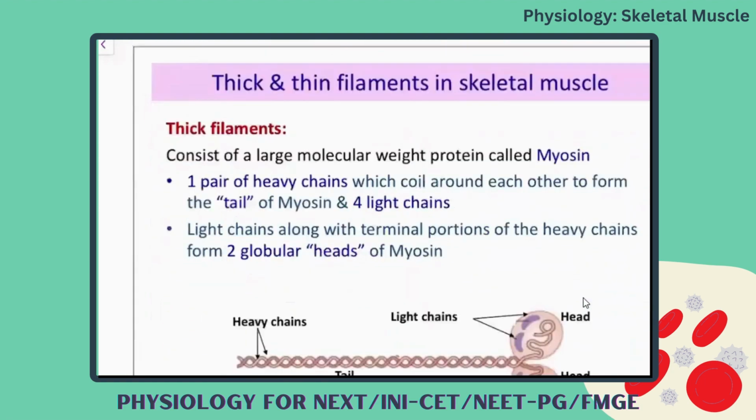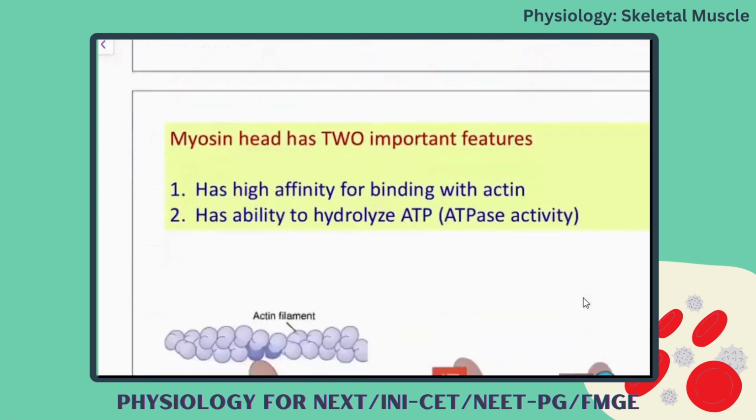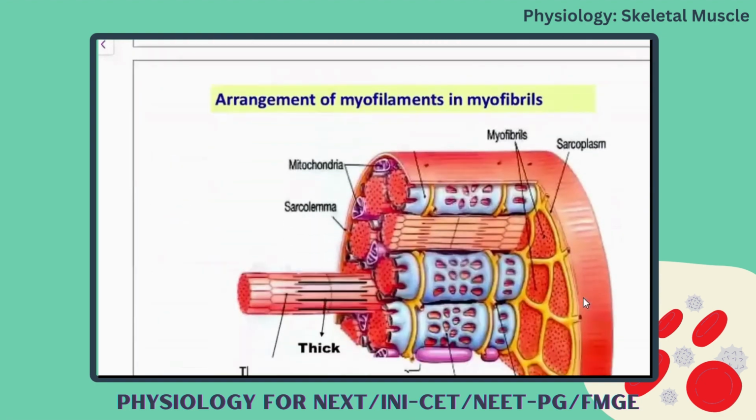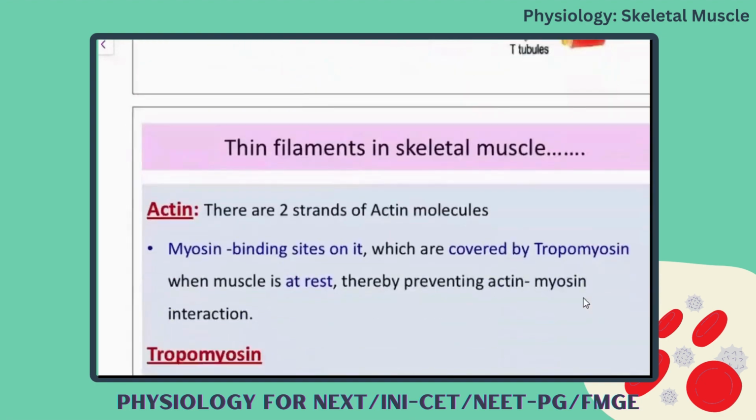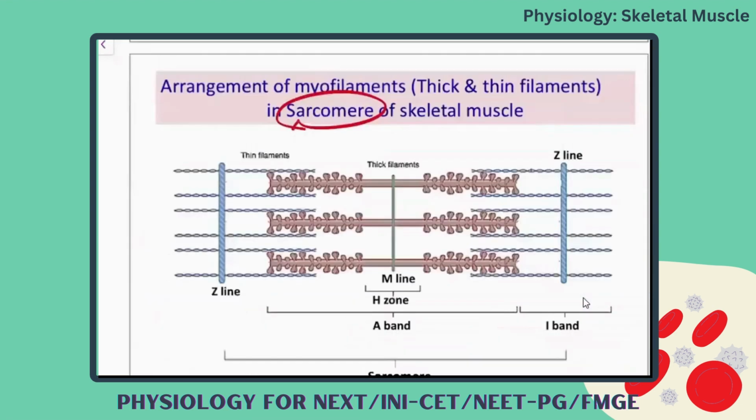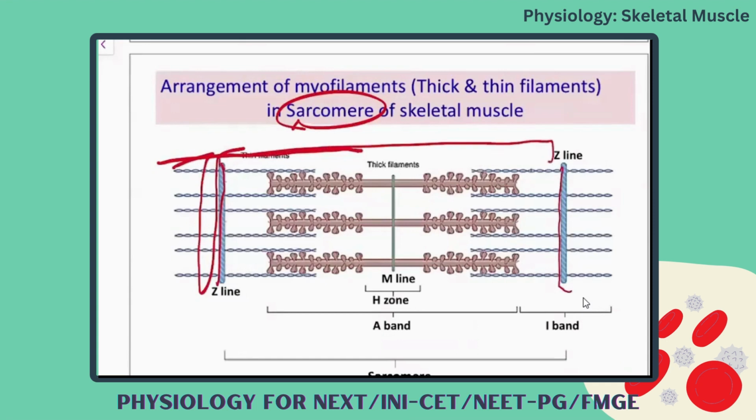And this is about the sarcotubular system. Now coming to the sarcomere. All these T tubules and L tubules you will see over here. Now this is one striation, this is another striation in the skeletal muscle. And the space between these two is called the sarcomere.